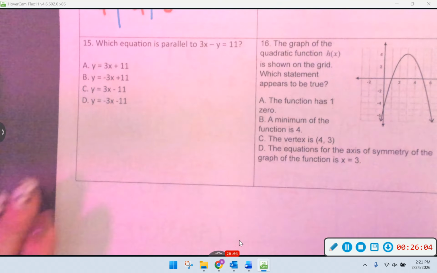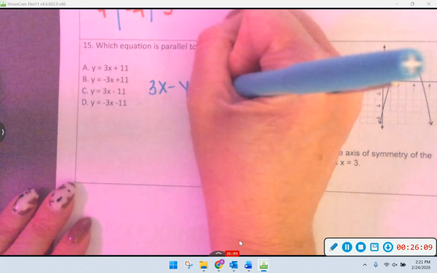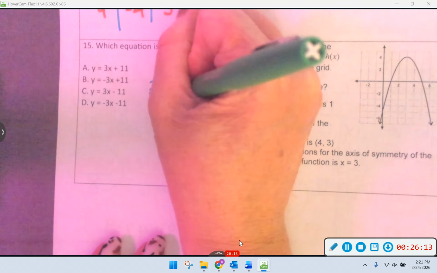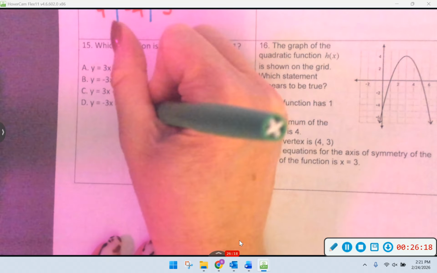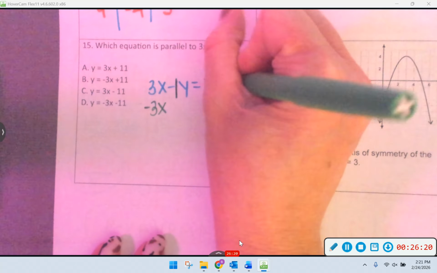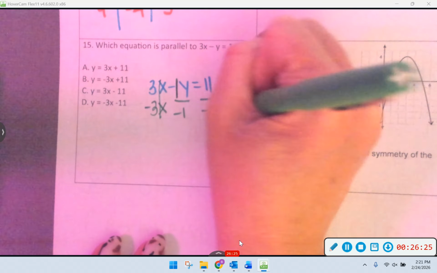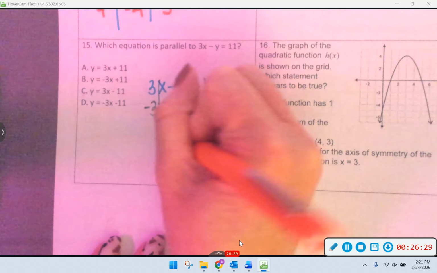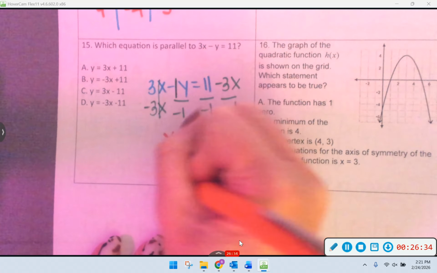Okay, number 15. Number 15 is usually the most missed question. So we have 3x minus y equals 11. Now we need to solve for y first. So I'm going to put a 1 in front of my y. So I'm going to move my x over to the other side. So I'm going to subtract 3x. After that, we're going to divide by negative 1. All right, we're going to get y equals negative 11 plus 3x, but let's write it in proper slope-intercept form.